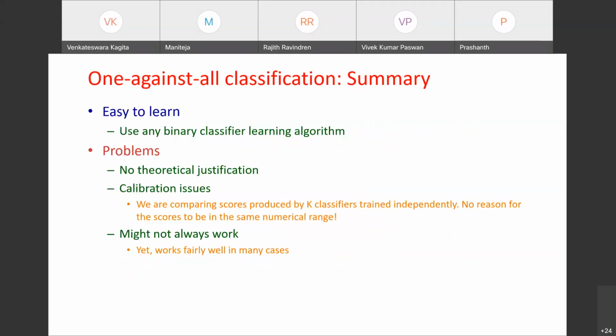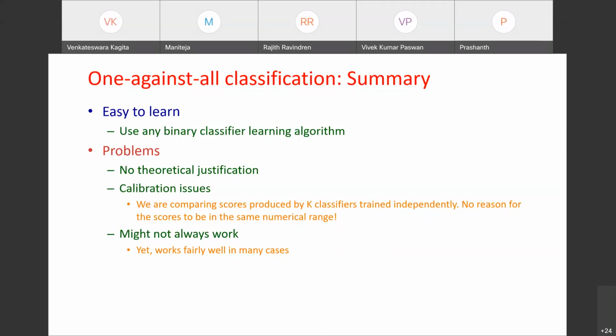So if you summarize one against all classification, it is easy to learn. We can use any binary classifier learning algorithm; you need not restrict yourself to SVMs. The problems with this are that there is no theoretical justification for it. Why is it working? And there are calibration issues.